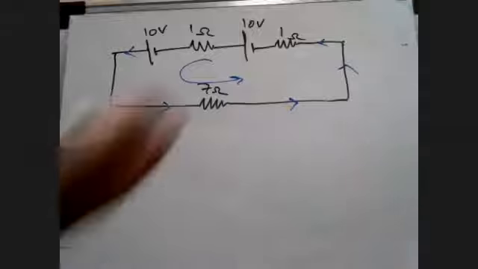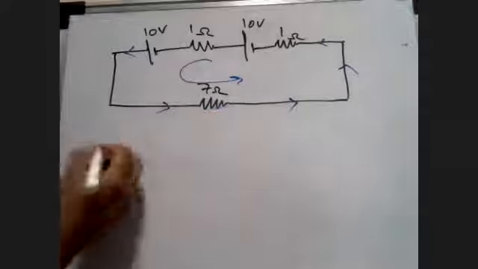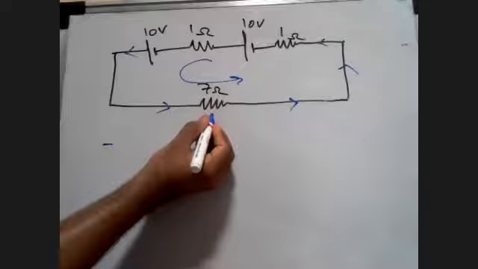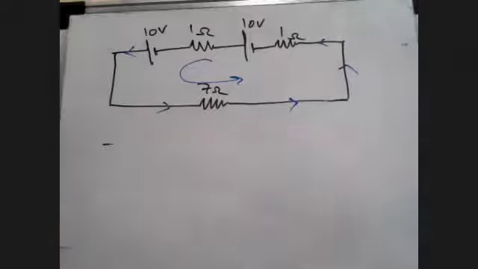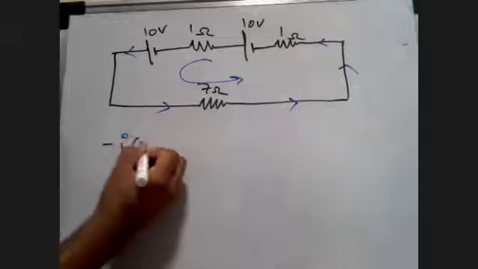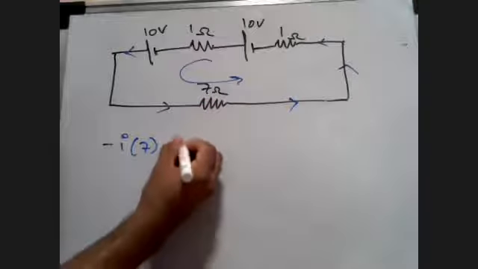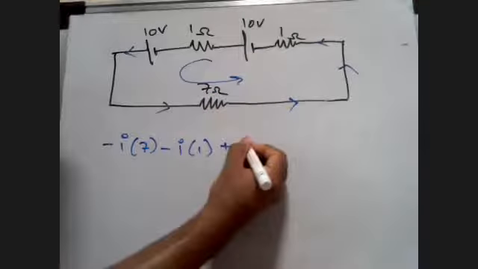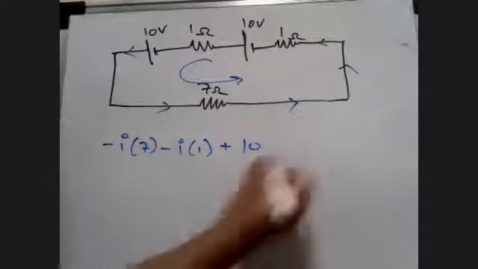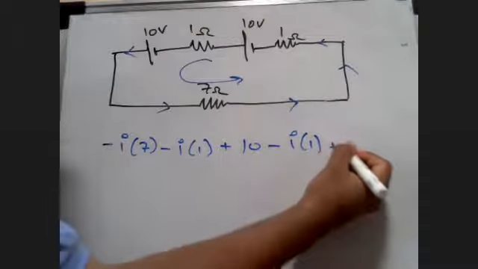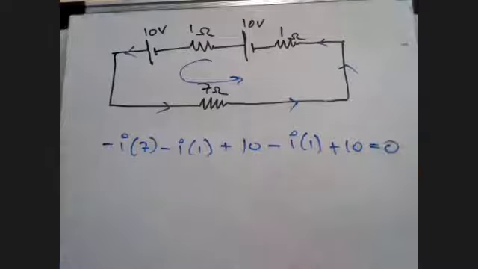So now, if I am in the direction of current, let's start from here. What will it be equal to? Let's say minus, what is it? IR? Yes or no? Can you all tell me the equation? It will be minus I times 7. Then it will be minus I times 1. I will take the jump from negative to positive, that is as positive quantity 10. Minus I times 1 again plus 10, which is equal to 0.